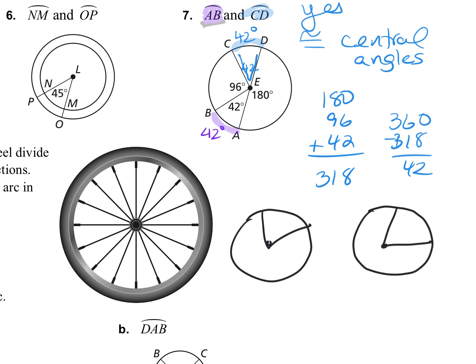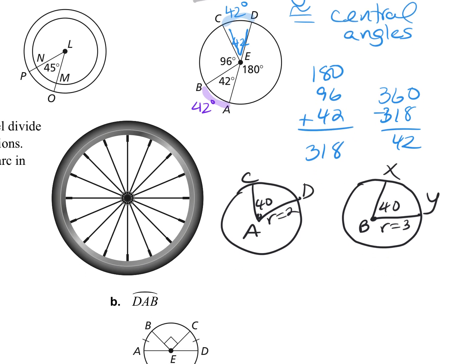And let's say this has 40 degrees and this has 40 degrees, but I give you a radius length of 2 for this one and a radius length of 3. So this could be circle A, circle B, and let's say this is CD and XY. And let's say it asks you, is CD congruent to XY? When they're two different circles, they must be congruent circles.